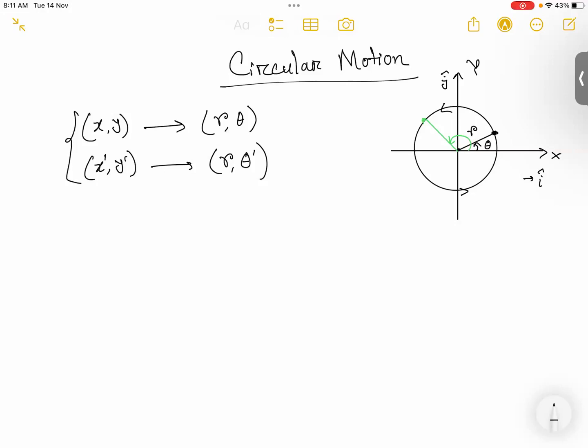But in polar coordinate, the r is fixed. It's not going to change, right? So all you have to care about is the theta. You know? So you need less number of variables. Like here, you need 3 variables or 3 values to specify two particular points.